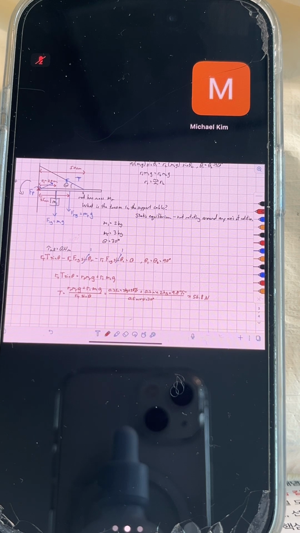So if this were my axis of rotation instead, I know that this is not generating a torque. I can see that these two things both generate counterclockwise torques around this axis of rotation. That means this has to generate a clockwise torque in order to offset these. So I know that actually this has to be going up and to the right. Okay.